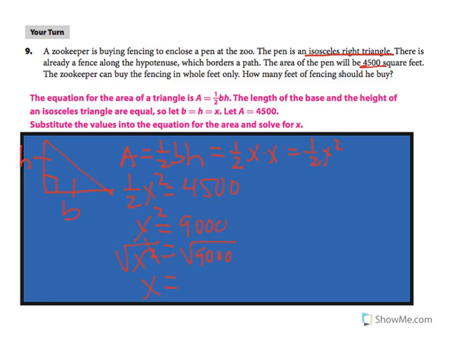Cancels, and x is the size of a triangle, so we're going to just use the positive. So then the answer x is going to be 30 feet. But the answer to look for to buy the fencing for the triangle means that they're looking for the perimeter.